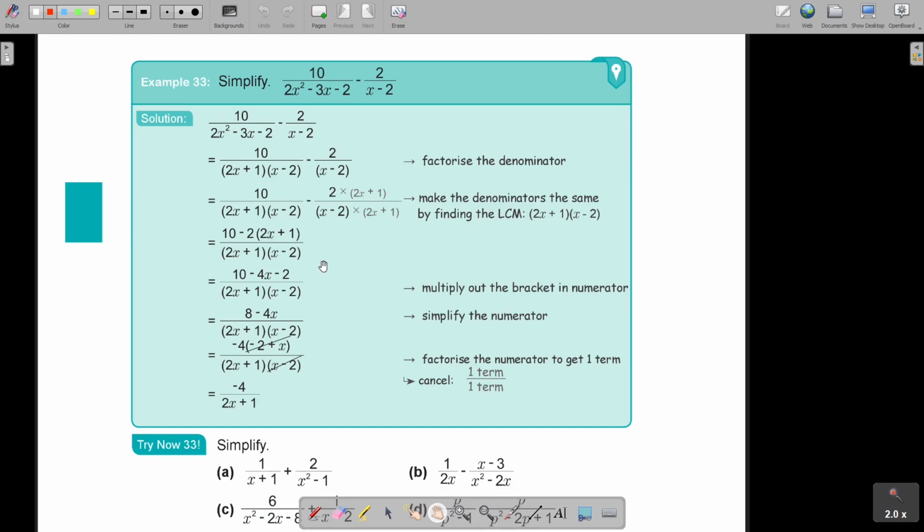So you are going to say, okay, there's already an x minus 2, but there is not a 2x plus 3. So I multiply with 2x plus 1 on this side. Then I keep the denominator, and then I just simplify the numerator there. And sometimes you can factorize again on top, take out the common factor, in order for something to cancel out, because then you have one term over one term, and then it can cancel out. Okay, so let's just go back to the question paper.